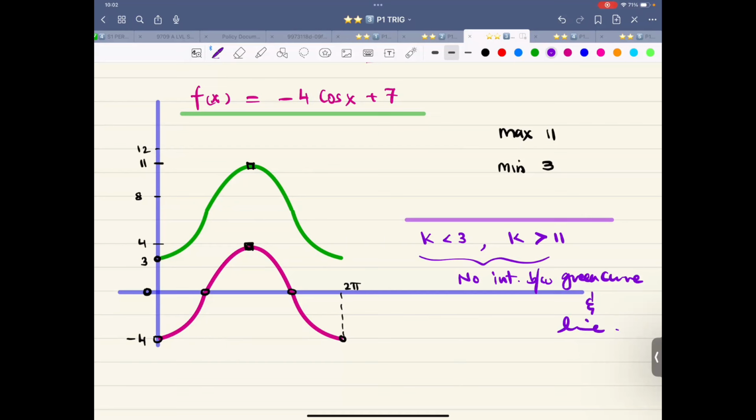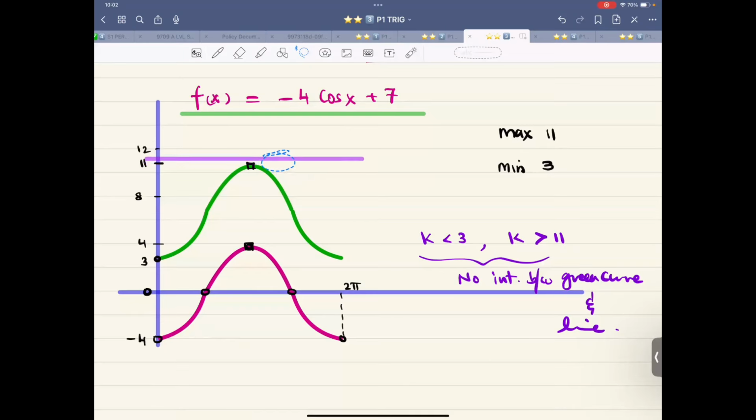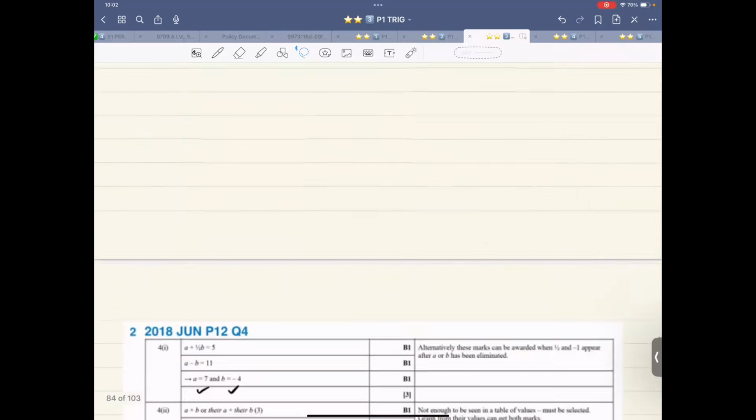Got the idea? So that was kind of tricky. Basically, take this line and move it around. There will be intersection in a lot of places, maybe 1 point of intersection, maybe 2 points of intersection, but the limit is 11. If it goes above 11, there is no intersection. If it goes below 3, there is no intersection. So that was another question.